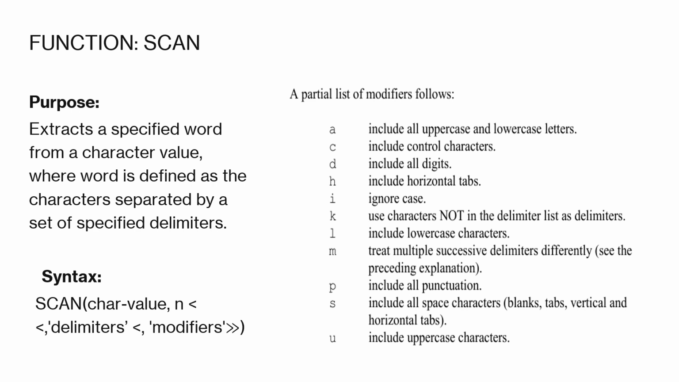You can also use the M modifier to change the way that successive delimiters and the delimiters at the beginning or the end of the string are interpreted. Without the M modifier, multiple successive delimiters are treated as a single delimiter, and delimiters at the beginning or end of the strings are ignored. Using the M modifier treats successive delimiters as separating strings of zero length.